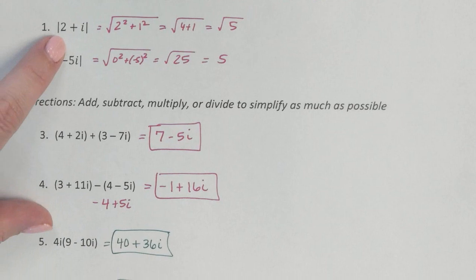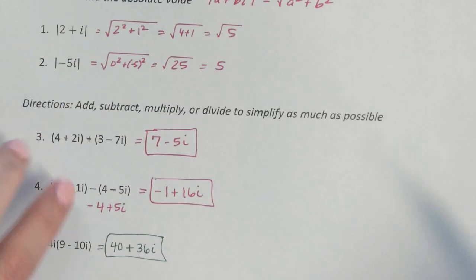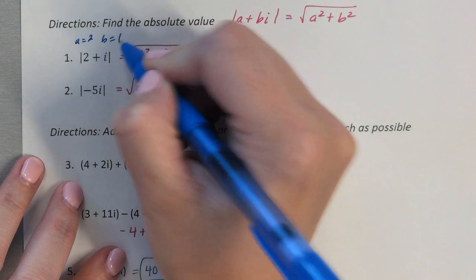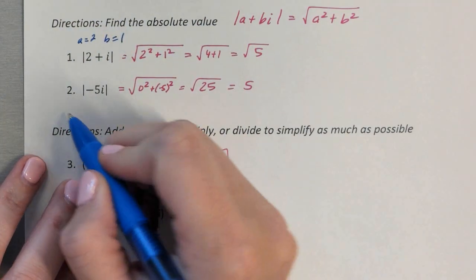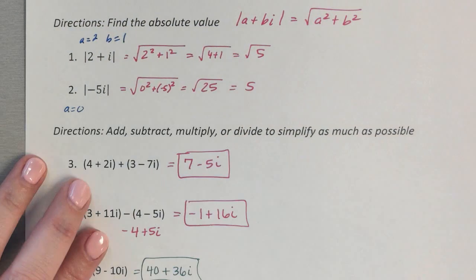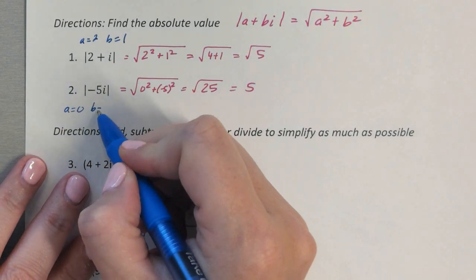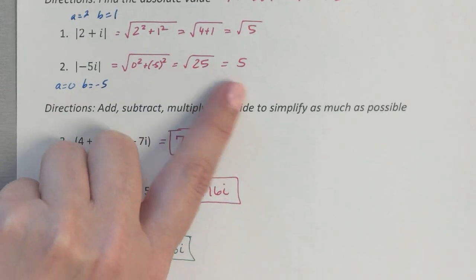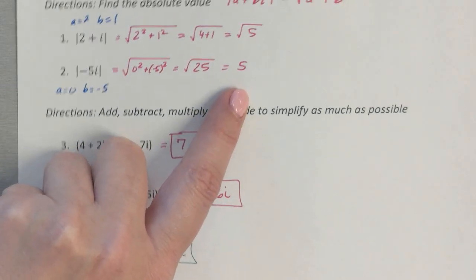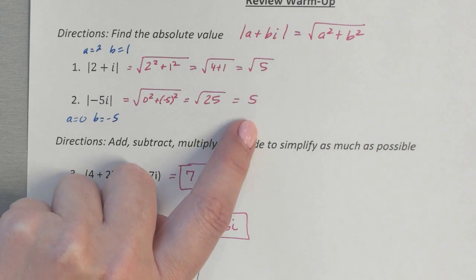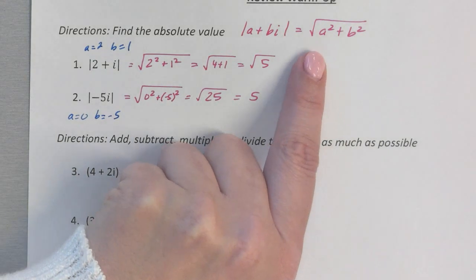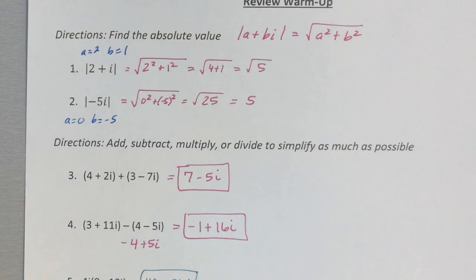So your a value here is 2, your b value is 1. That's what you're going to be plugging into your equation. Okay, for this one, there is no real value, so that would be a 0. Your b value is negative 5. Negative 5 squared is 25. Square root of 25 is 5. You don't put the plus or minus with these because you're not solving. This is the equation, and the answer is going to be the positive value there.